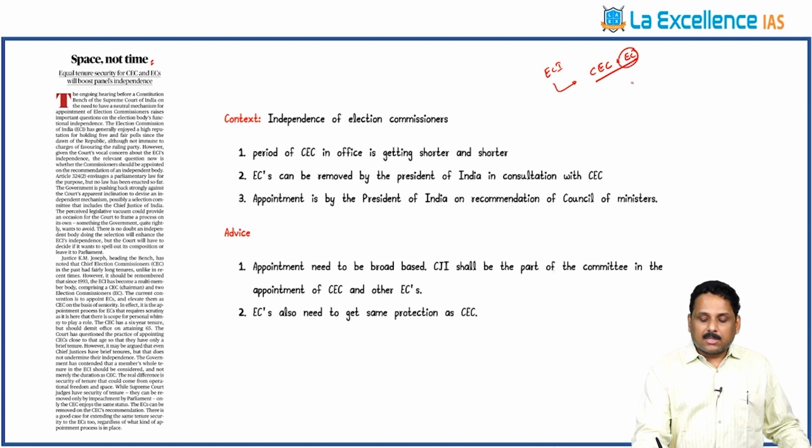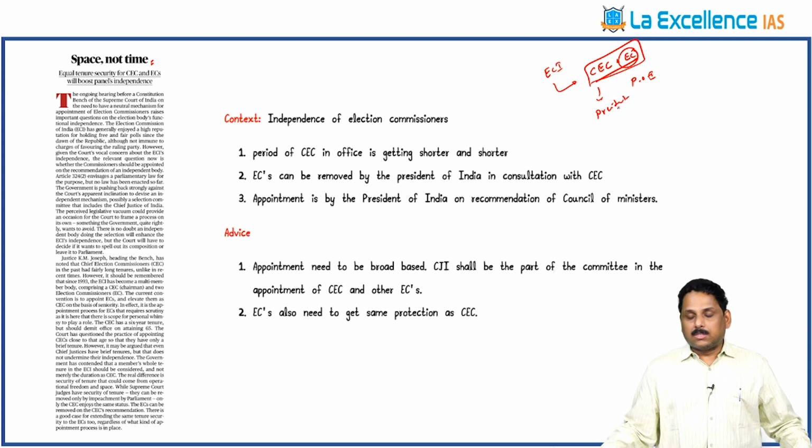The size of the Election Commission is determined by the President of India, obviously on the recommendation of the Council of Ministers. The CEC and ECs are appointed by the President of India in consultation with the Council of Ministers. So the Election Commission of India is supposed to be a neutral, impartial body.